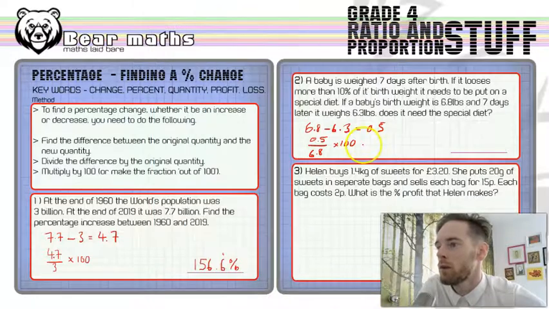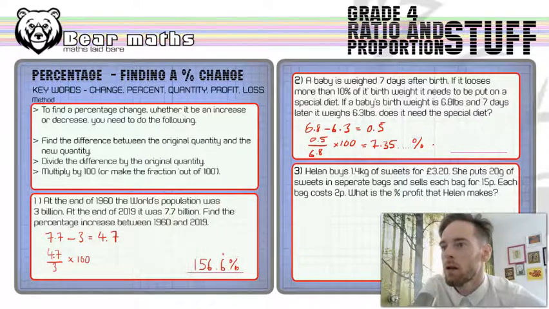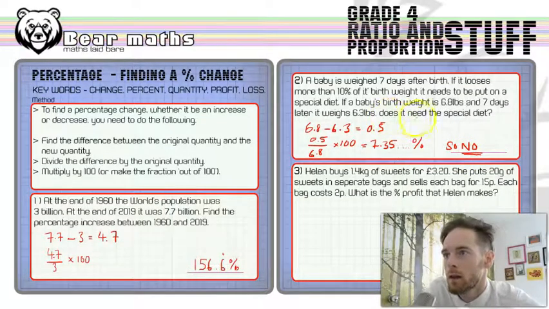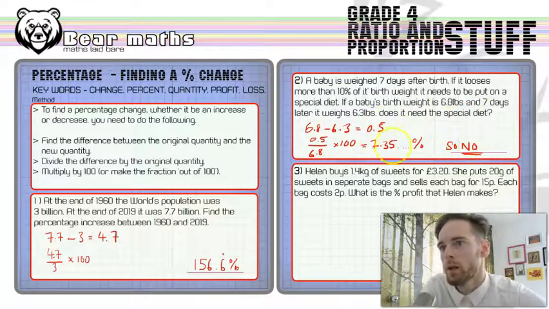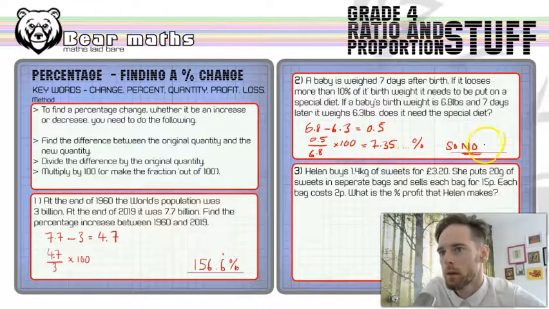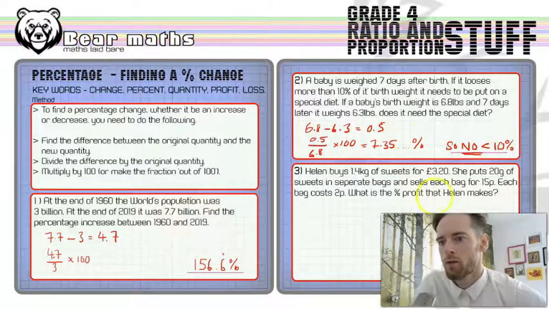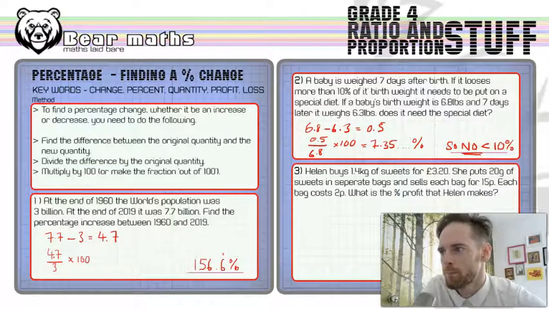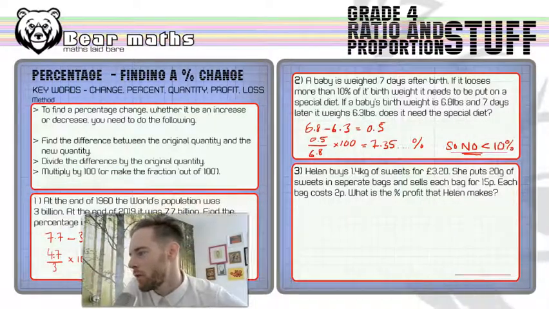7.35. Good news. So 7.35 percent. So no special diet needed. There's our answer. Does it need the special diet? No, because we are less than 10%. I'm going to put less than 10% there as well, just to doubly be answering that question. Right, let's have a look at the third and final one.